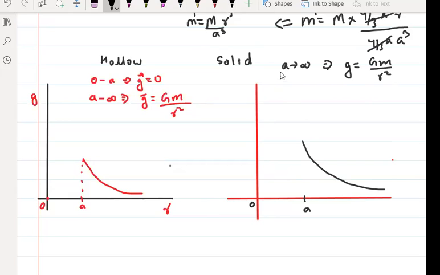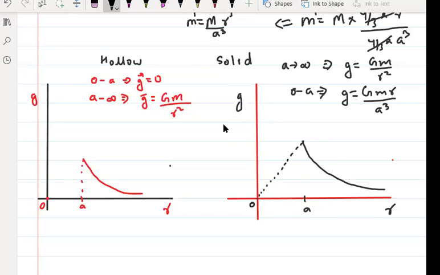Okay. Now what about 0 to A? From 0 to A, the formula is G is equal to capital G M R by A cube. Now don't you think that G is directly proportional to R? Yes or no? Agree guys? So can I say that the graph will be something like this? This is the graph of solid sphere, because from 0 to A it will increase linearly. This is R and this is G.